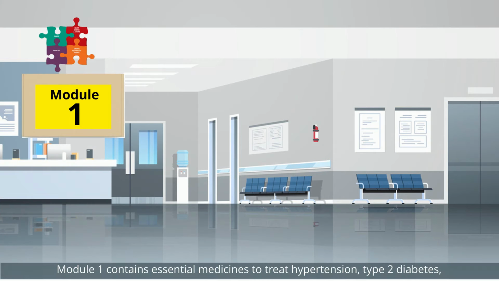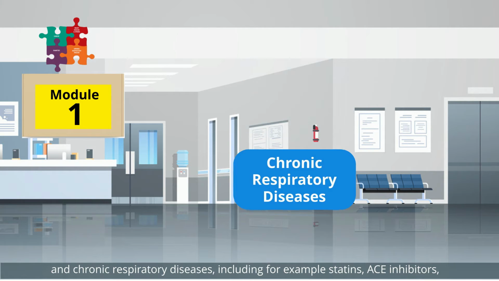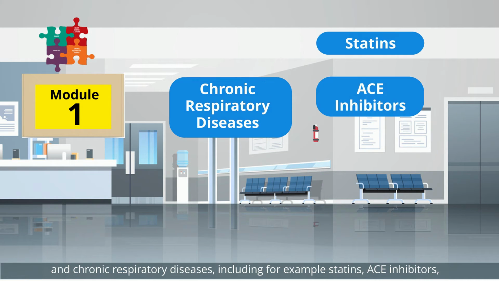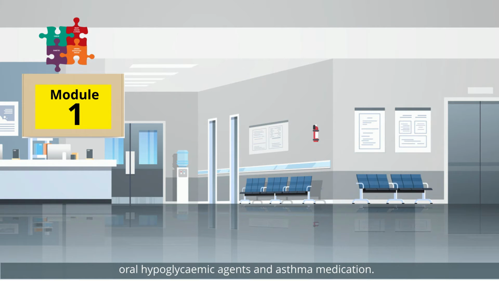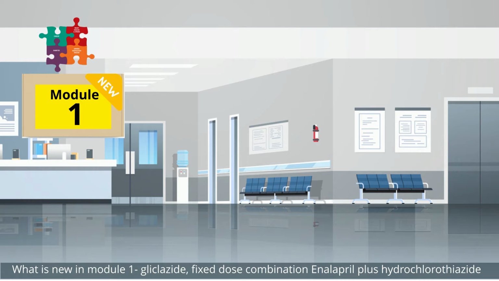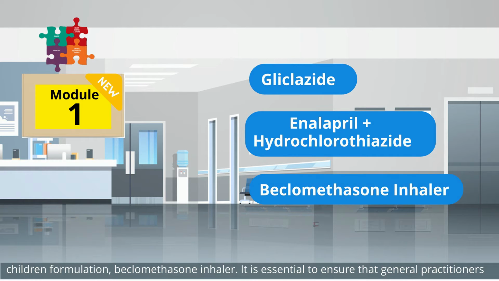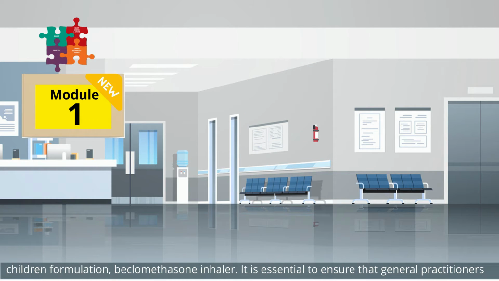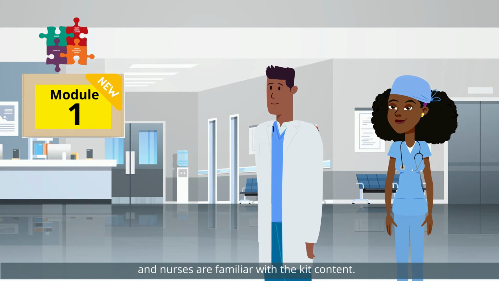Module 1 contains essential medicines to treat hypertension, type 2 diabetes, and chronic respiratory diseases, including, for example, statins, ACE inhibitors, oral hypoglycemic agents, and asthma medication. What is new in Module 1? Gliclazide, fixed-dose combination enalapril plus hydrochlorothiazide, children formulation beclomethasone inhaler. It is essential to ensure that general practitioners and nurses are familiar with the kit content.